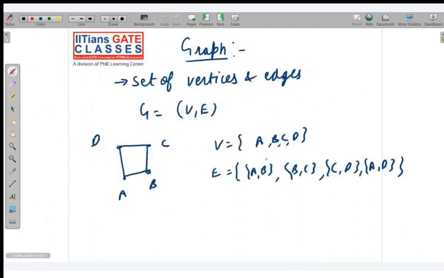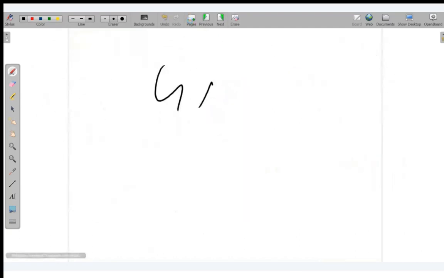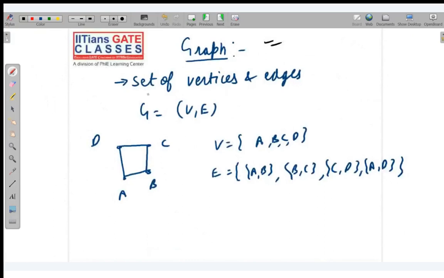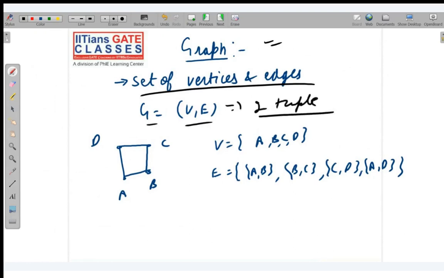Okay, so that's it. Now we are going to start graph theory, the last part of your discrete mathematics. So what is a graph? A graph is nothing but a set of vertices and edges. So we will say G is equal to (V, E). So it is nothing but a two-tuple, V and E.